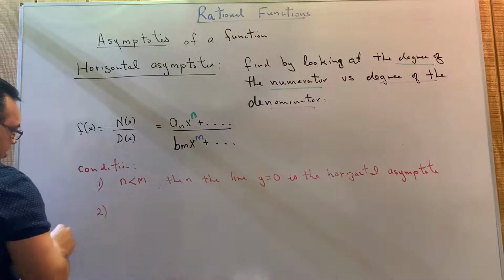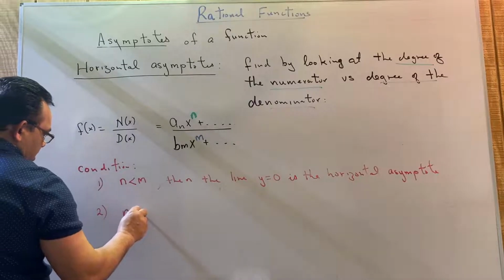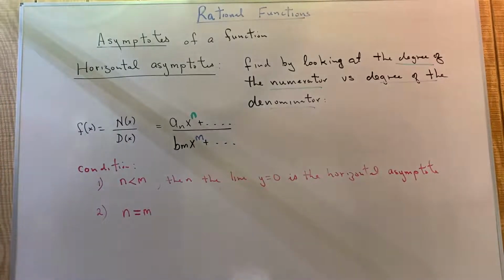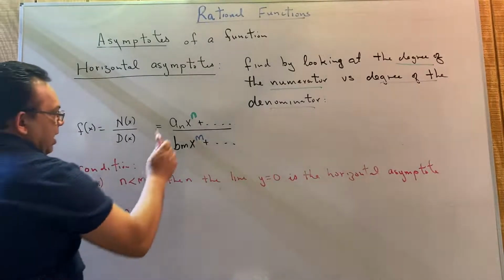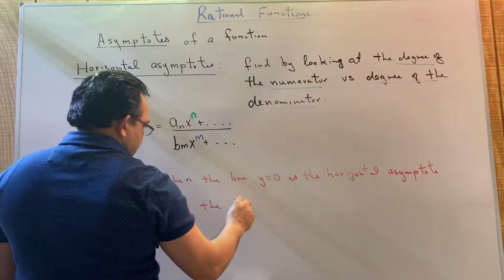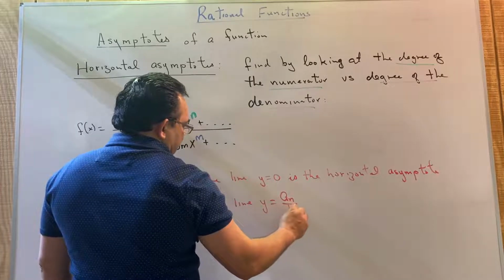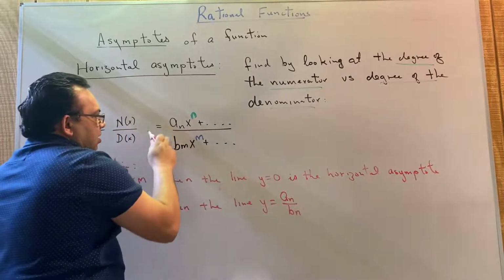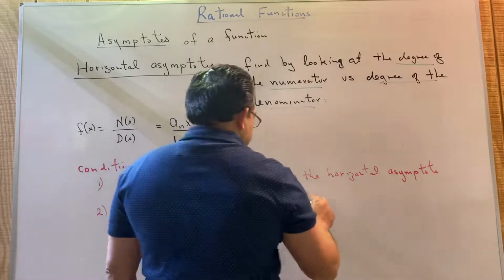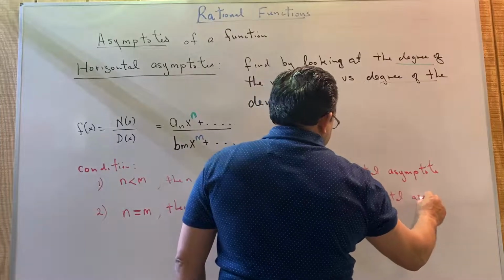2, so that's one scenario. What happens if n is equal to m? Well, if n is equal to m, when the powers are the same, then the line y equal to an divided by bn, the quotient of the coefficients, is the horizontal asymptote.